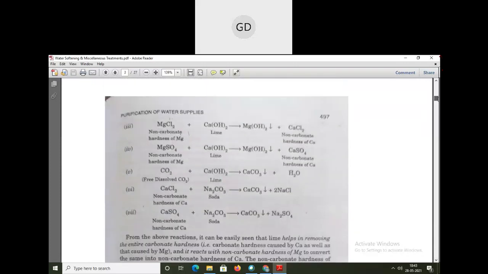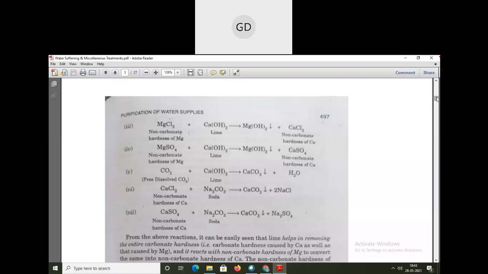Calcium carbonate is precipitated out, magnesium hydroxide is precipitated out, and again magnesium hydroxide is precipitated out. So these are the chemical reactions. Try to remember them. It is a long step, giving a precipitate of calcium carbonate and magnesium hydroxide.